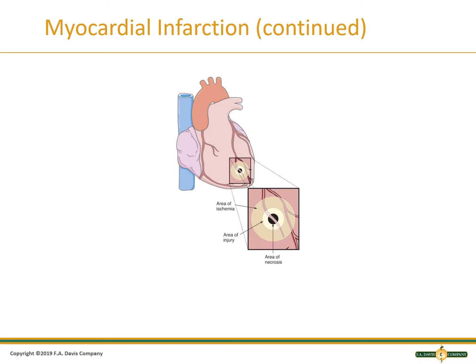Once necrosis occurs, the contractility of the muscle is permanently damaged. The heart has a zone of ischemia and injury around the necrotic area. The zone of injury is next to the necrotic area. It is susceptible to becoming necrosed.